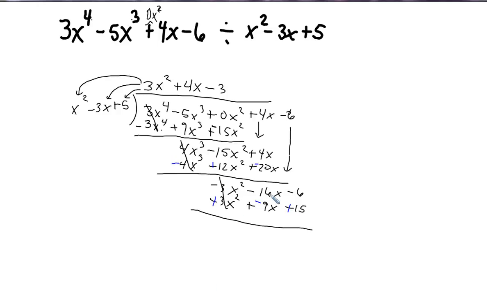Those cancel out. Negative 16x and negative 9x make negative 25x. Negative 6 and 15 make positive 9. This is our remainder. So our answer is going to be x squared plus 4x minus 3 plus our remainder of negative 25x plus 9 over our divisor, which is x squared minus 3x plus 5. This would be your answer.